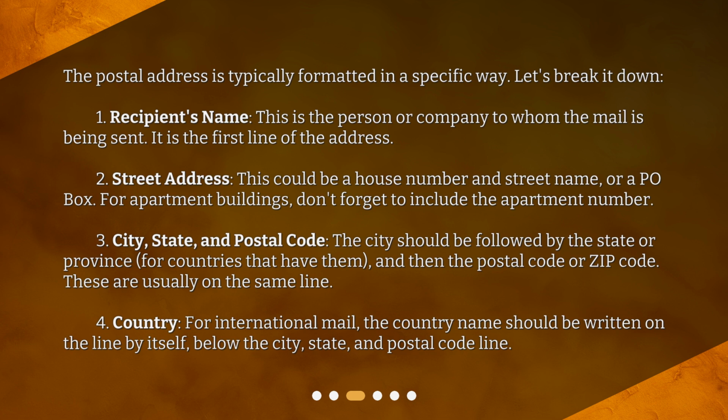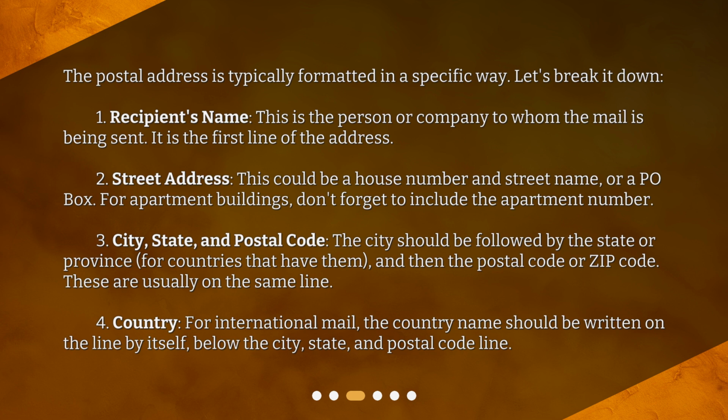2. Street address. This could be a house number and street name, or a P.O. box. For apartment buildings, don't forget to include the apartment number. 3. City, state, and postal code. The city should be followed by the state or province, for countries that have them, and then the postal code or zip code. These are usually on the same line.